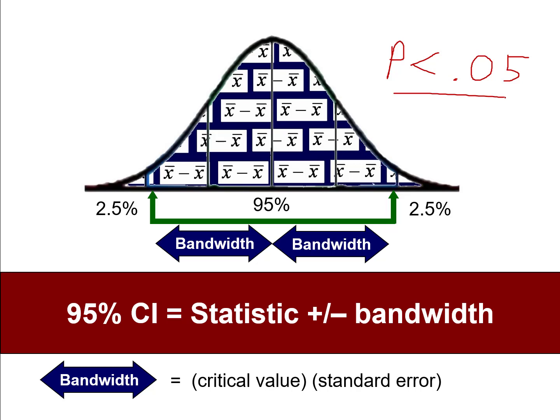Once we have our critical value, then we need to calculate the standard error of our statistic. After we've calculated the standard error, we simply multiply the critical value times the standard error, and that produces this bandwidth. And then we simply add and subtract that bandwidth from our statistic, and that produces the 95% confidence interval.